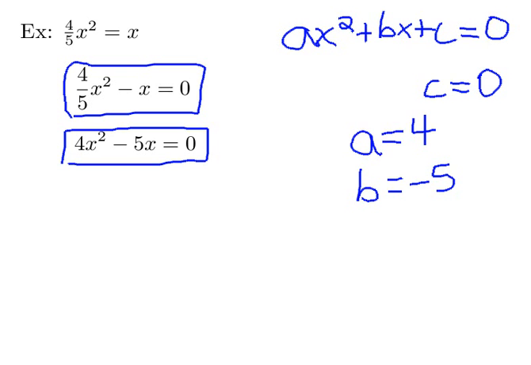So x equals negative b. So negative b is going to be negative negative 5, which is going to be positive 5, plus or minus the square root of b squared, which is going to be 25, because negative 5 squared is 25, minus 4 times a, which will also be 4, times c, which will be 0.